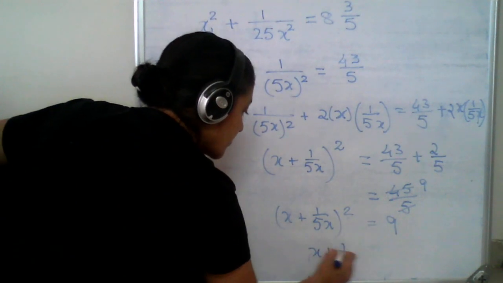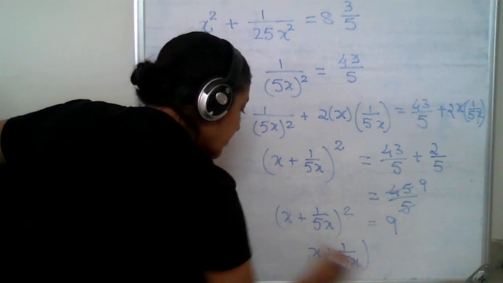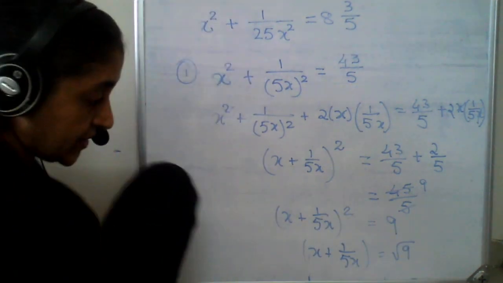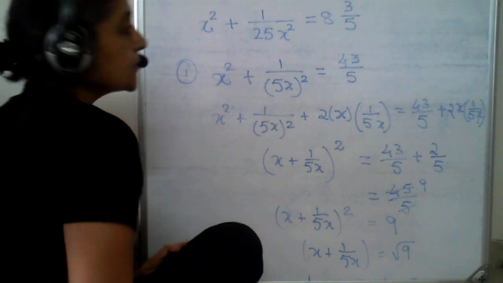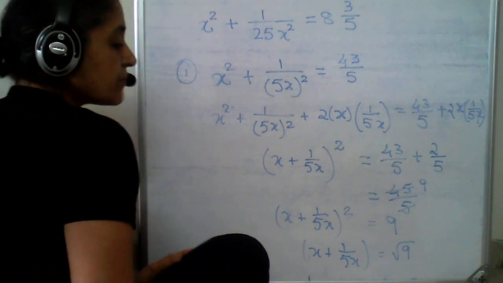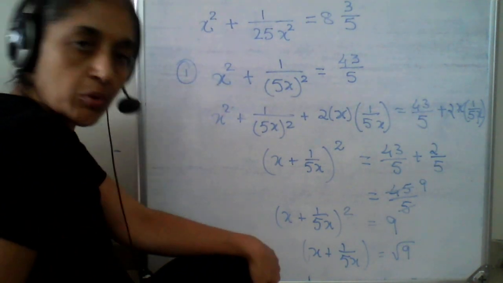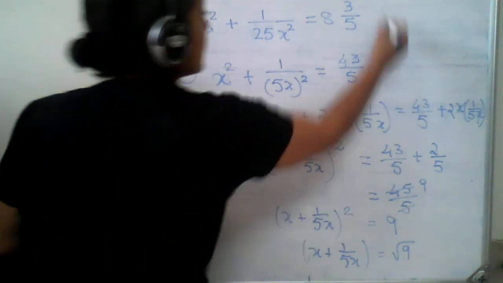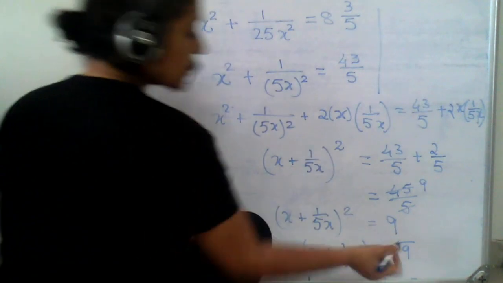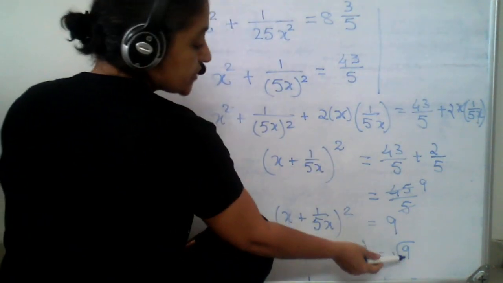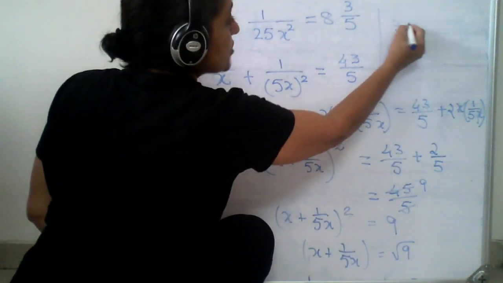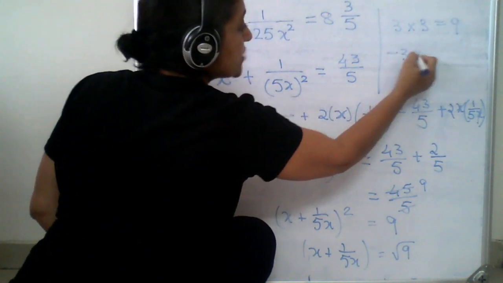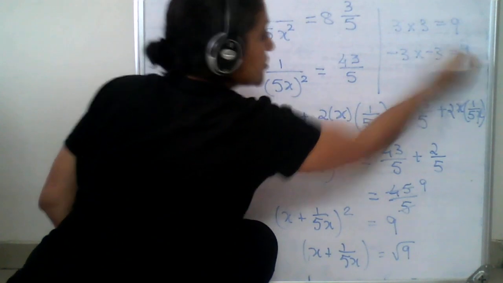x plus 1 upon 5x is going to be what? Square root of 9. Now square root of 9, as we know that the square of a positive number and the square of a negative number, both are positive. Now look here, I'm trying to make you understand. You all know that the square of 3 is 9. If I take two positive 3's, the square is 9. And if I take two negative 3's, then also the square is positive 9.